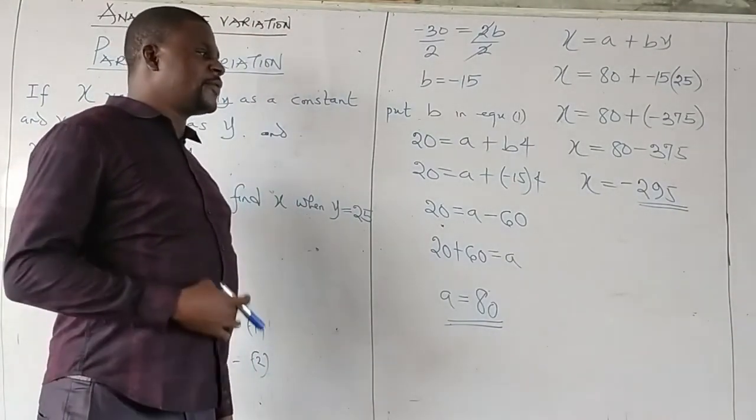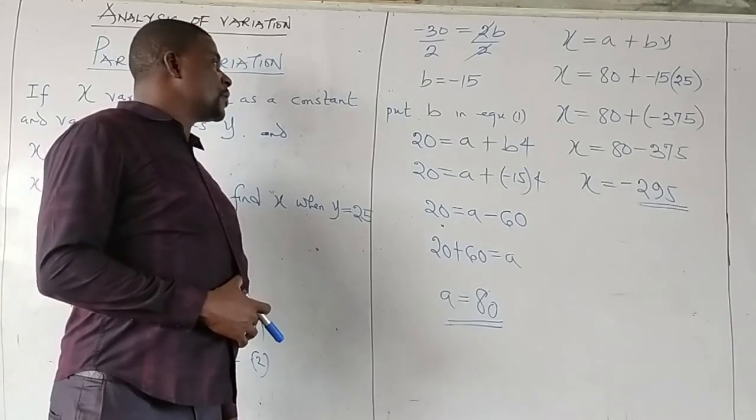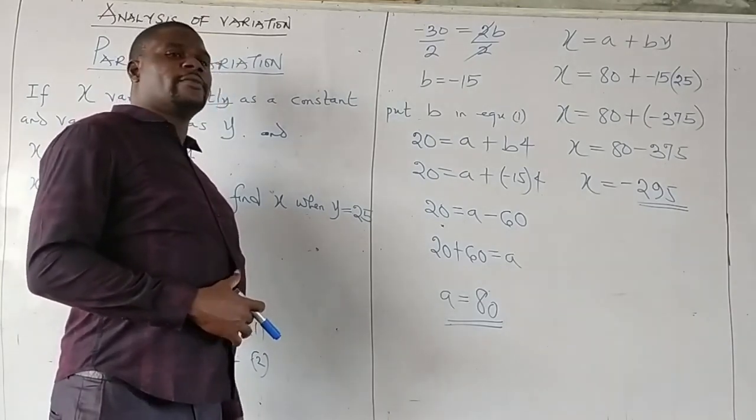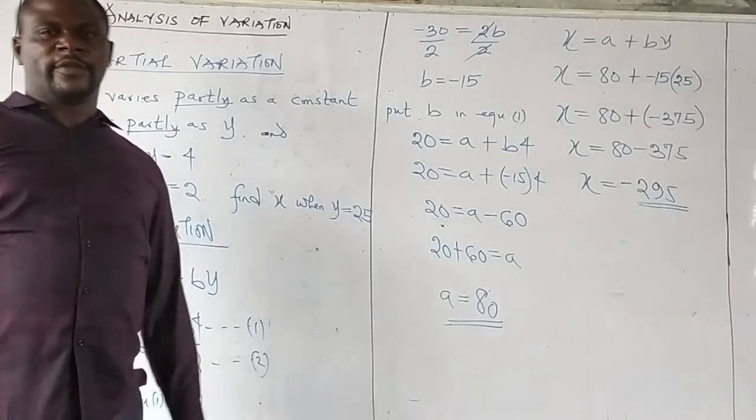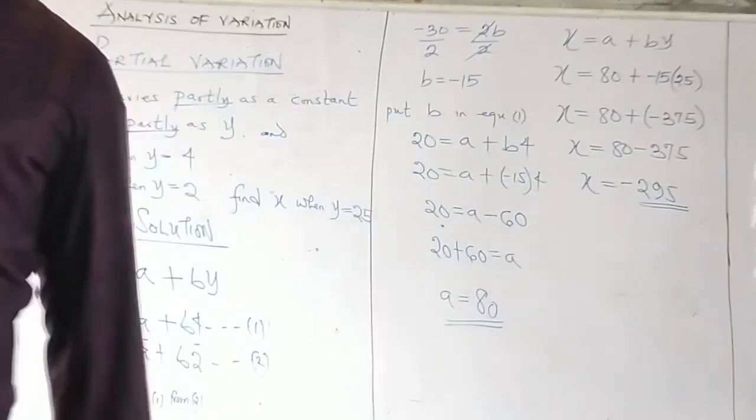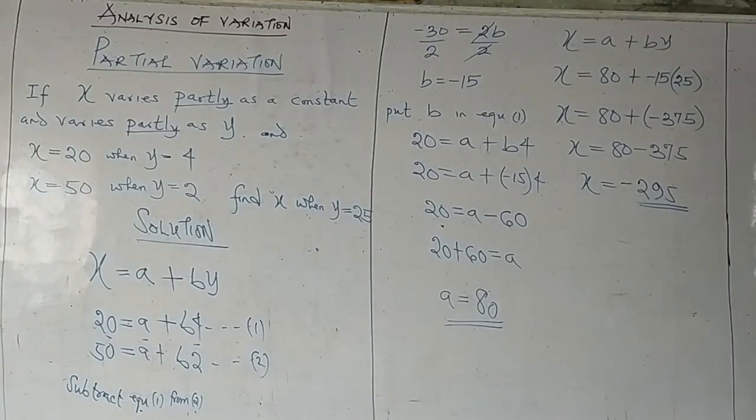80 minus 375 gives minus 295. So this is partial variation. Is it clear? It's clear. So this is all about variation. Okay. But I saw a word problem here.